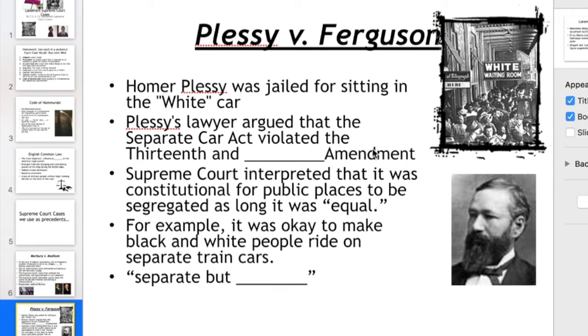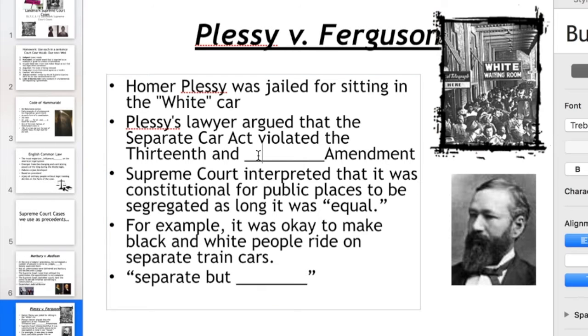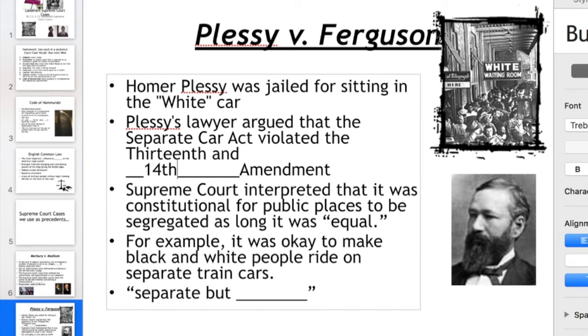The next court case is Plessy v. Ferguson. Homer Plessy, who is this man right here, he was jailed for sitting in the quote-unquote white car. Plessy's lawyer argued that the Separate Car Act violated the 13th and 14th Amendment. The Supreme Court interpreted that it was constitutional, meaning that it was allowed for public places to be segregated as long as it was quote-unquote equal. We know that it was not equal, but this is how they justified it.